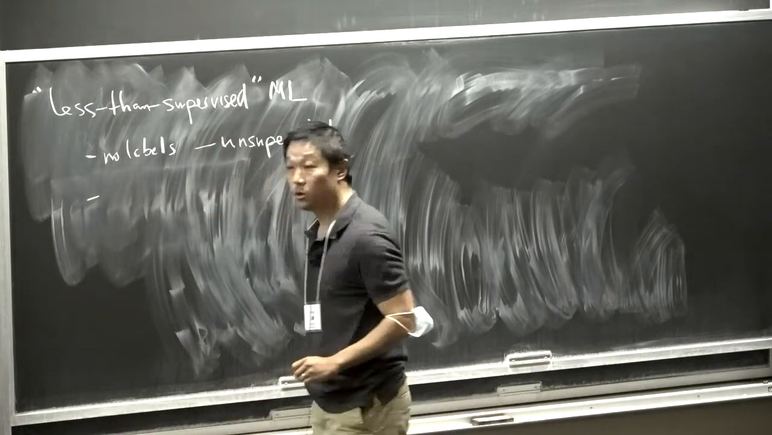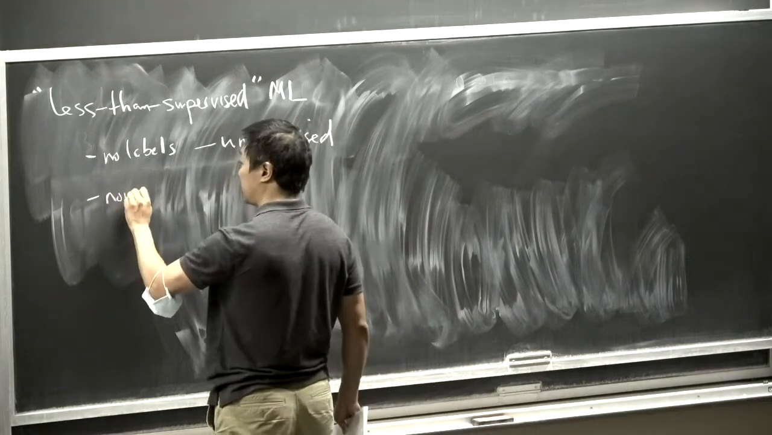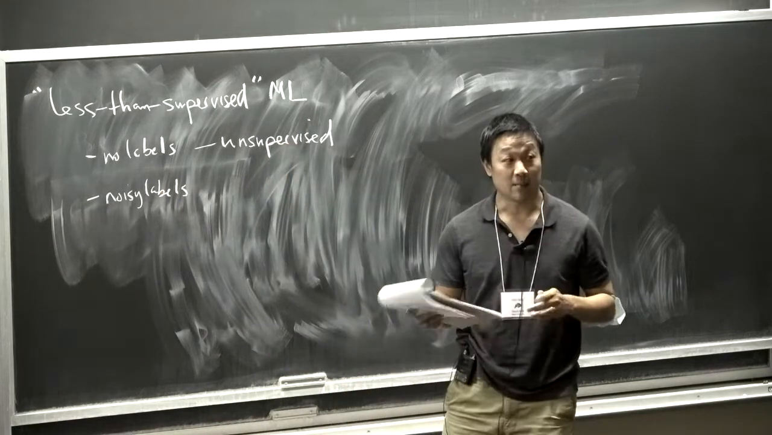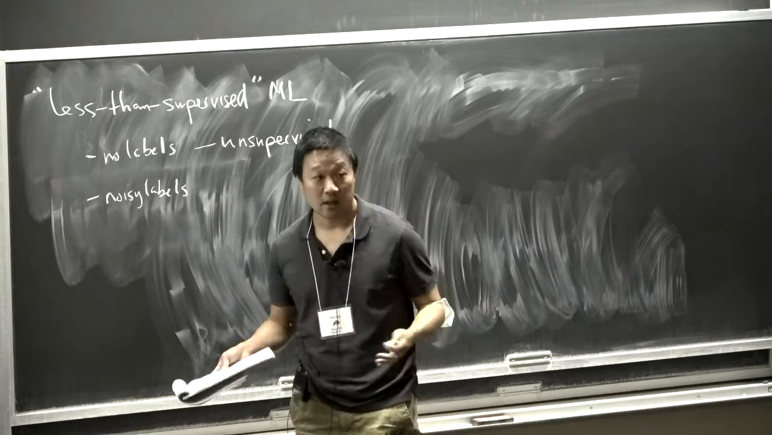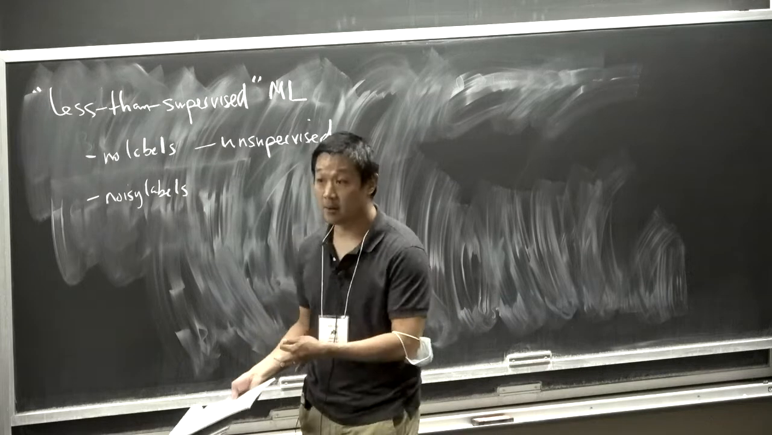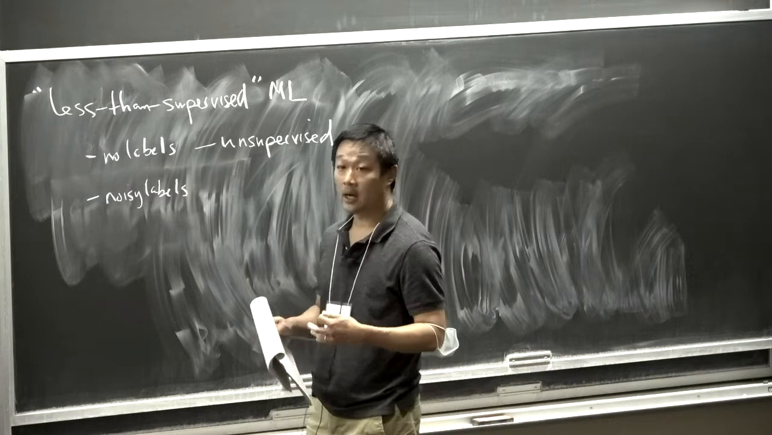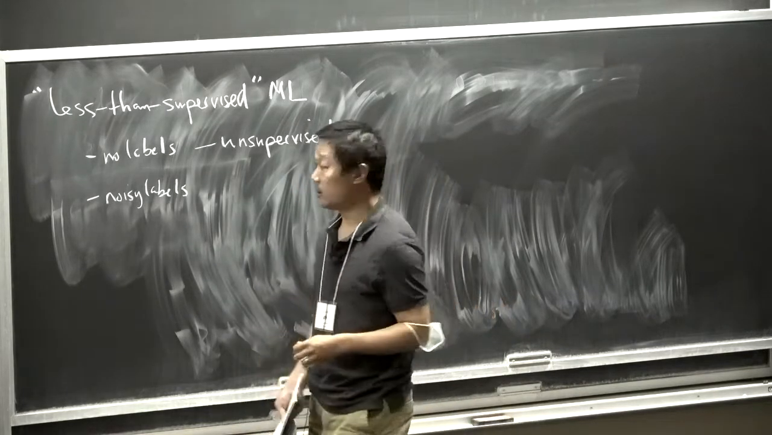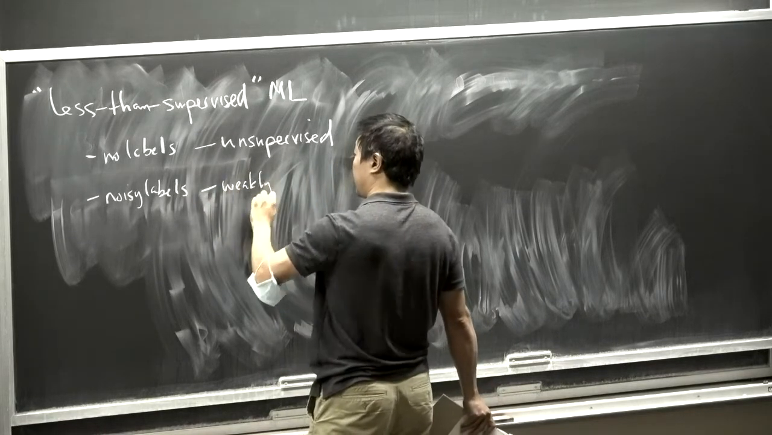Maybe this could still be fully data driven, but you have noisy labels. For example, maybe I can separate my data into events that are top-like and not top-like. The events that are top-like are mostly tops, but have some background contamination, and vice versa. Those could give me noisy labels. They're not perfect truth-level labels, but they're correlated somehow with the truth. So this is called weakly supervised.